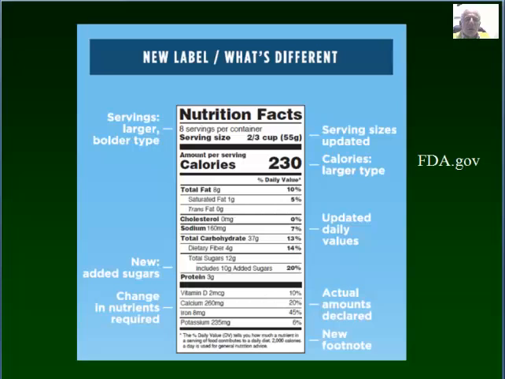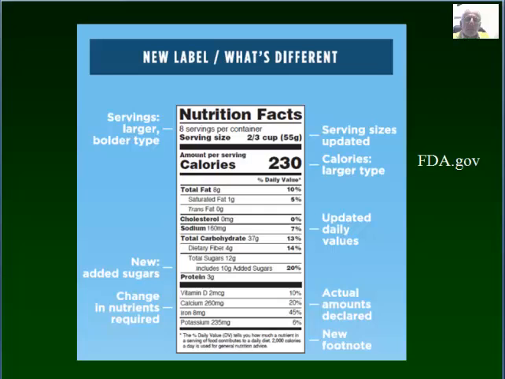I leave this for you to go over as you take time to look at both the slide as well as the changes that were required in terms of type size, so it's more easily seen by the consumer. Many consumers have been very concerned with calories, so serving sizes are larger and in bolder type so it's easier to see. And then there have been updates in serving sizes, and we'll look at that very briefly as well.